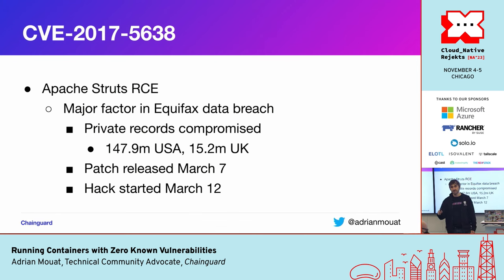Now, the main reason that I mentioned this is because it was part of the Equifax data breach. The Equifax data breach released private financial data of almost 150 million US citizens and 15 million UK citizens. And I think there were a few Canadians as well, but fewer for some reason. It was one of the largest data breaches in history. The CVE itself was a 0 day, but the Equifax hack didn't start until 5 days after a patch was released. So theoretically, at least, Equifax could have patched their systems and avoided this exploit.